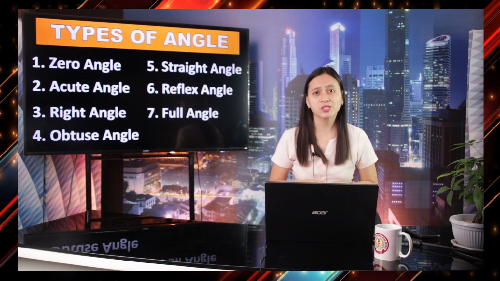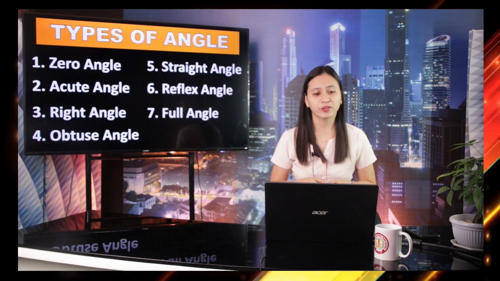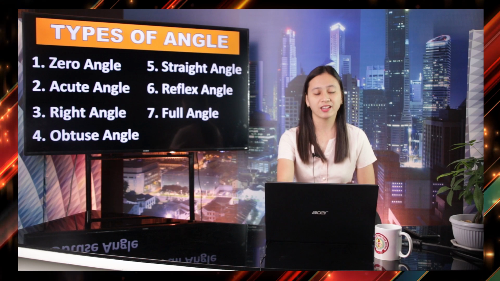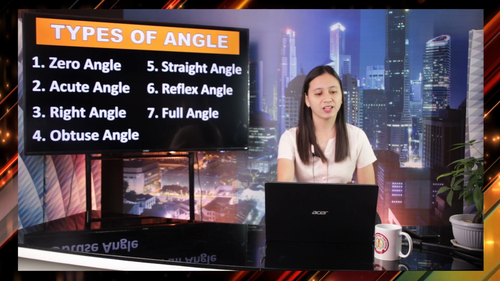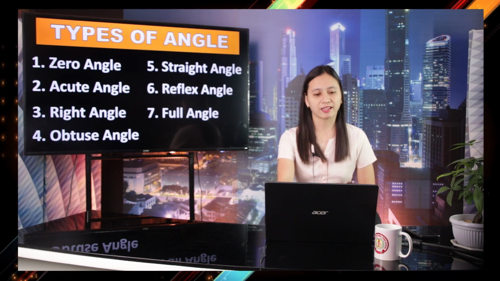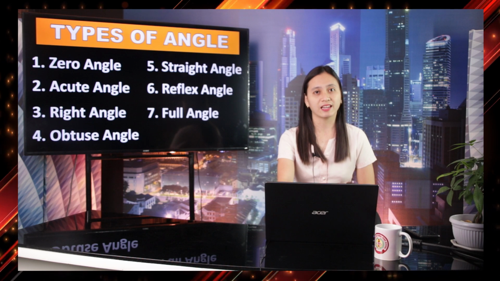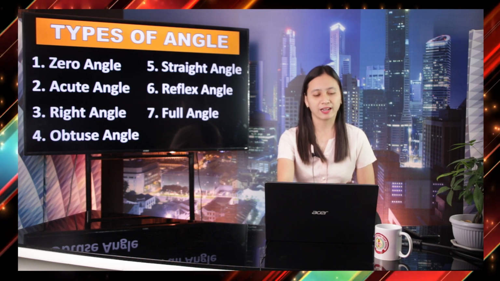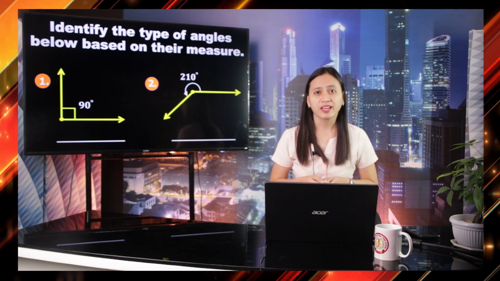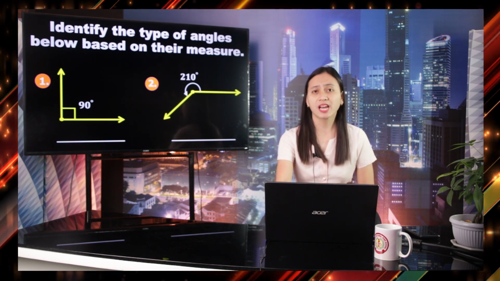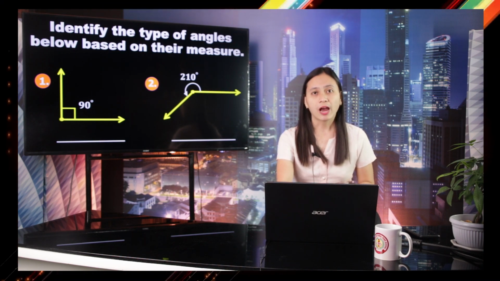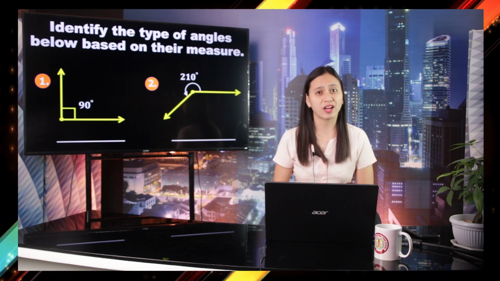We also have types of angles. We have first, zero angle, second, acute angle, third, right angle, fourth, obtuse angle, fifth, straight angle, sixth, reflex angle, and seventh, full angle. This time, I want you to identify the type of angle based on its measure. I'll be giving you 3 seconds to answer.